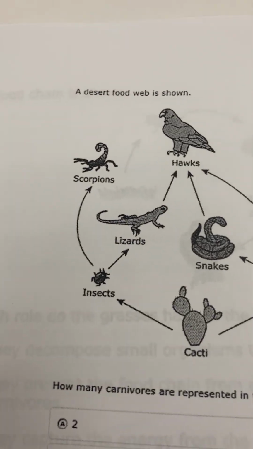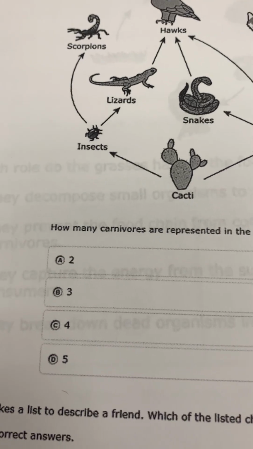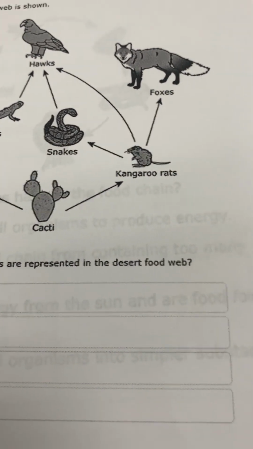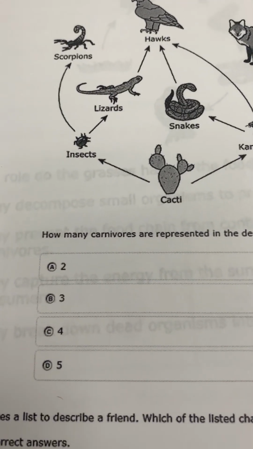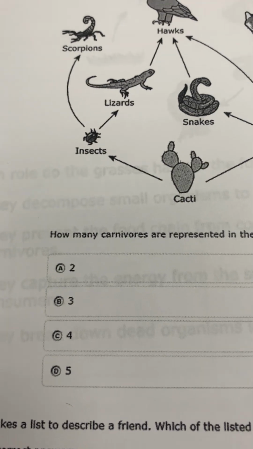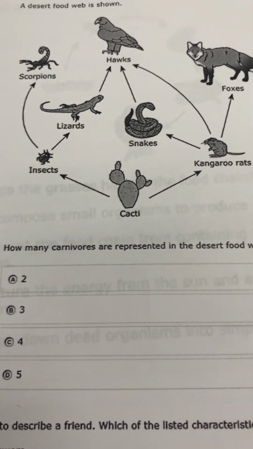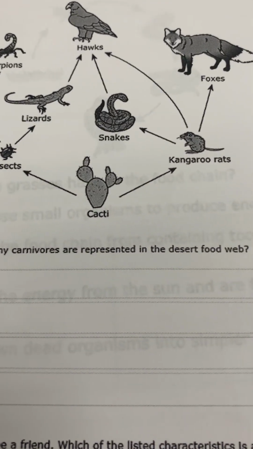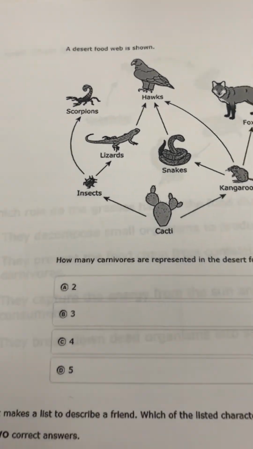The next question is a food web. There's a food web shown. It says, how many carnivores are represented in the desert food web? How many carnivores? Is there A, 2, B, 3, C, 4, or D, 5? How many carnivores are represented in the desert food web?